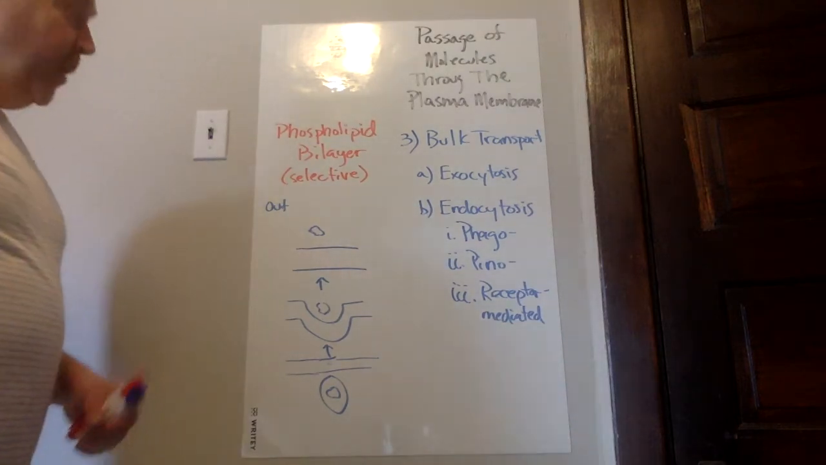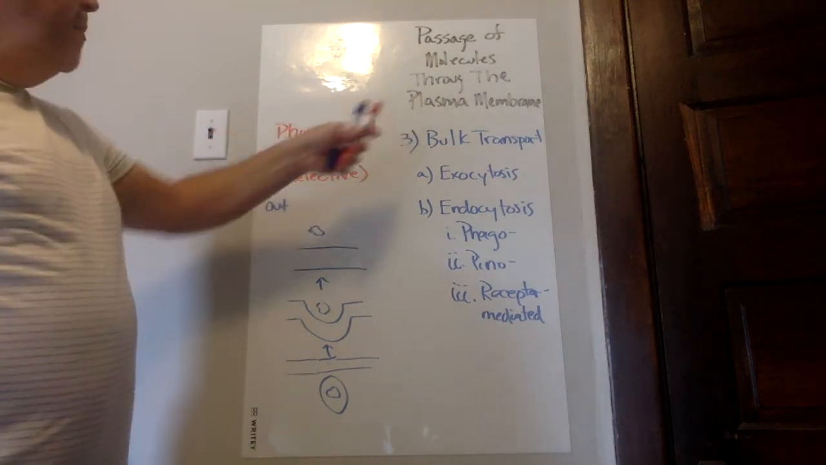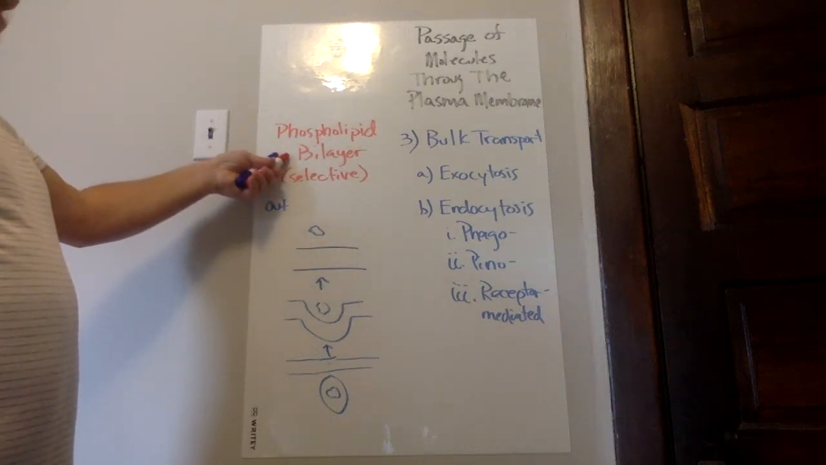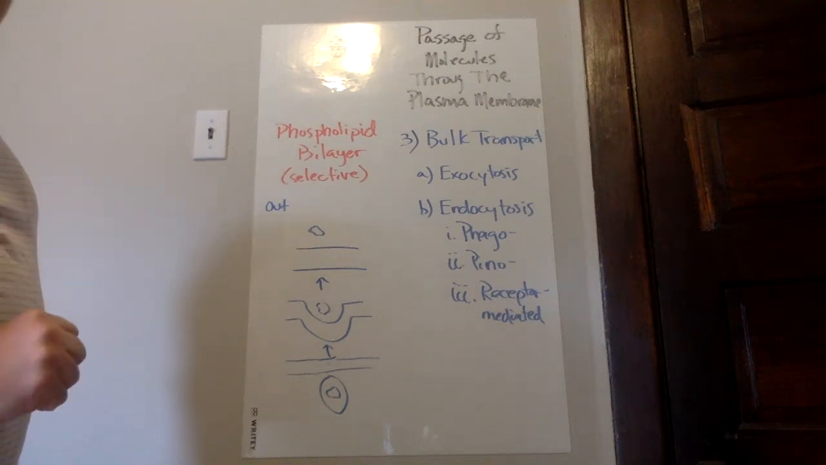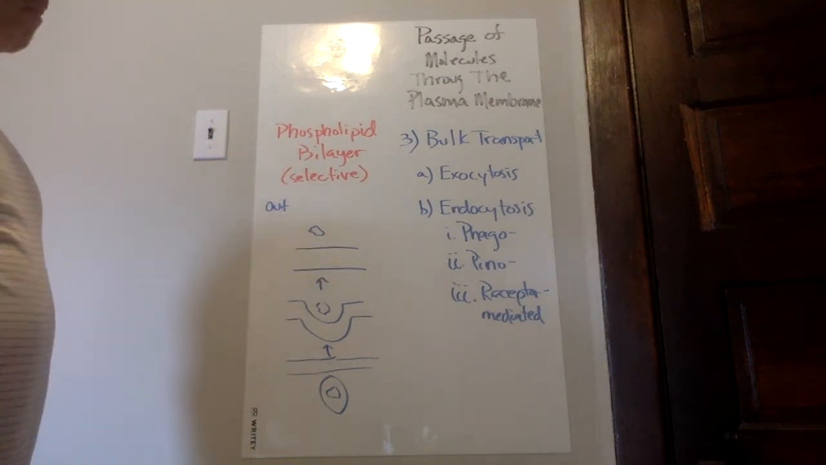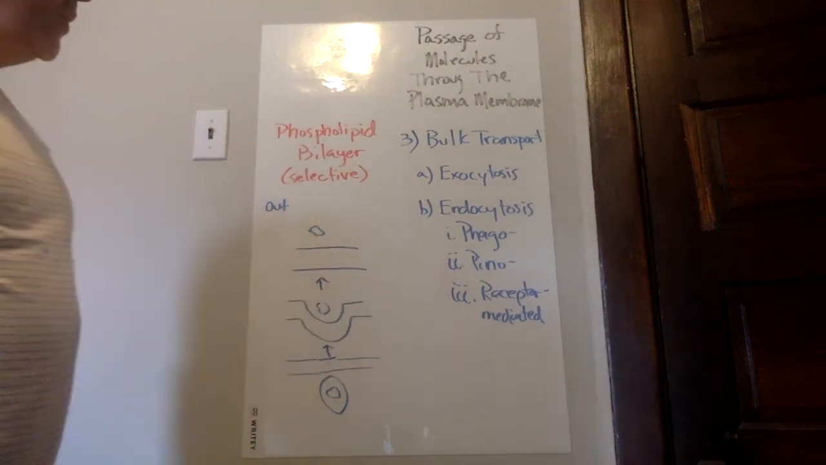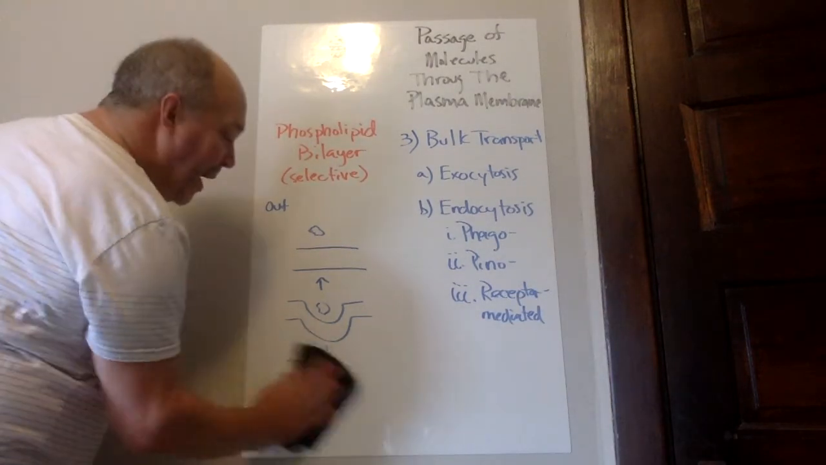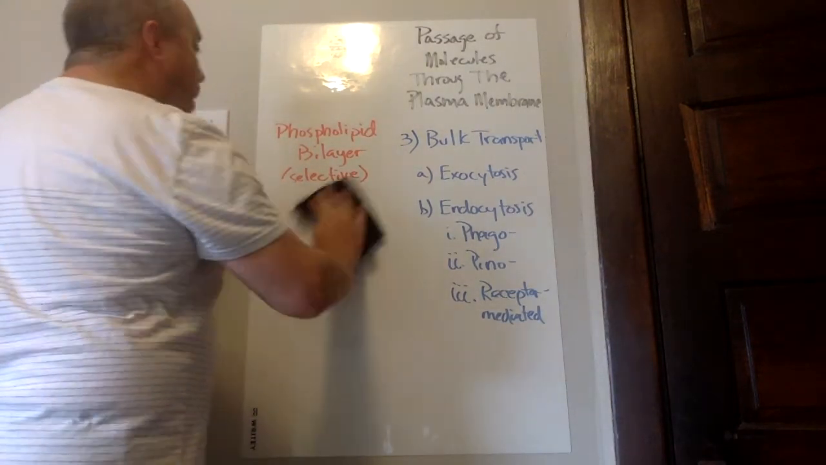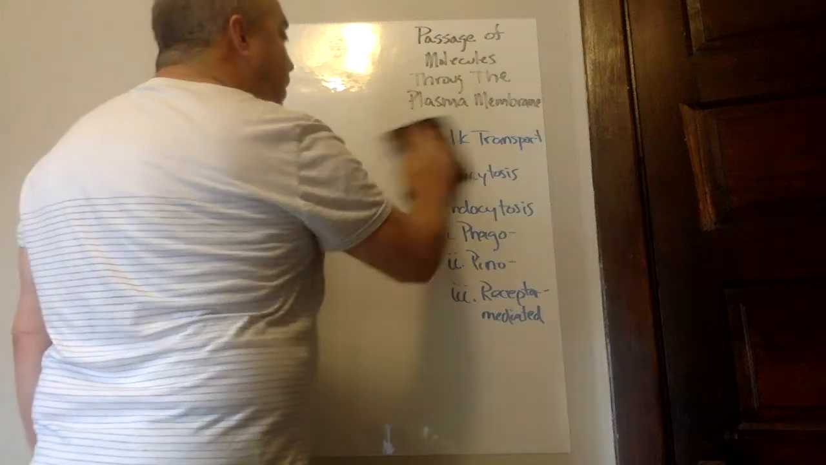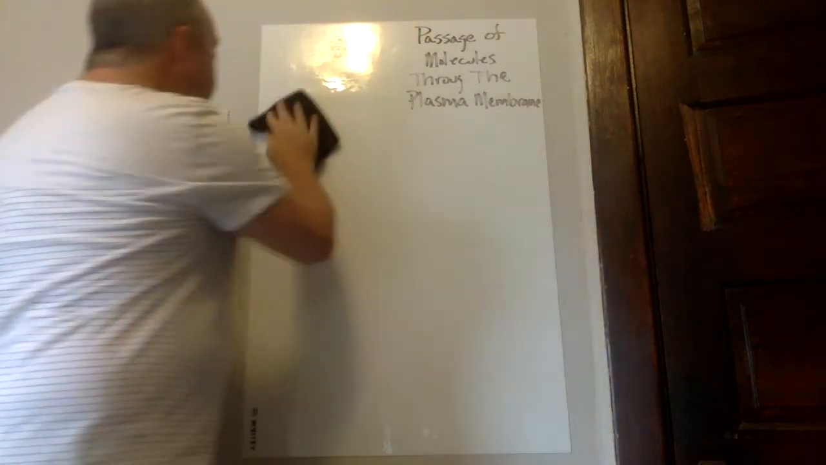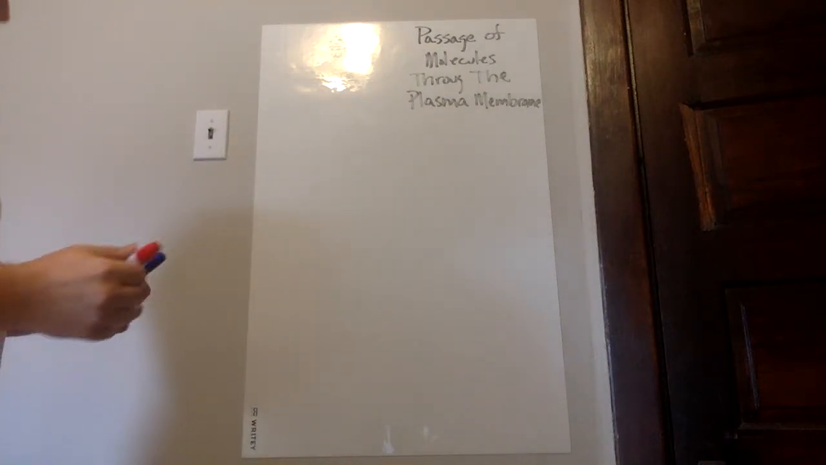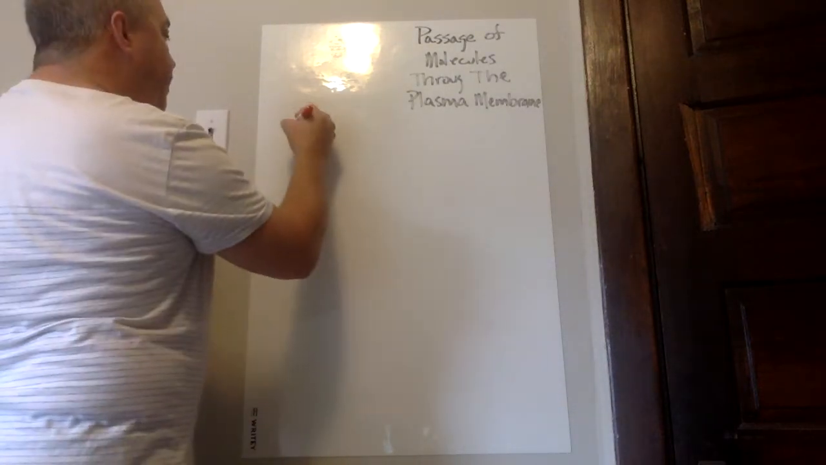So the three ways that we use to move stuff into the plasma membrane using the phospholipid bilayer are 1, diffusion, 2, osmosis, 3, bulk transport. All of these are using the phospholipid bilayer. So what is the next thing that is most prominent in our membrane? And those are the proteins.